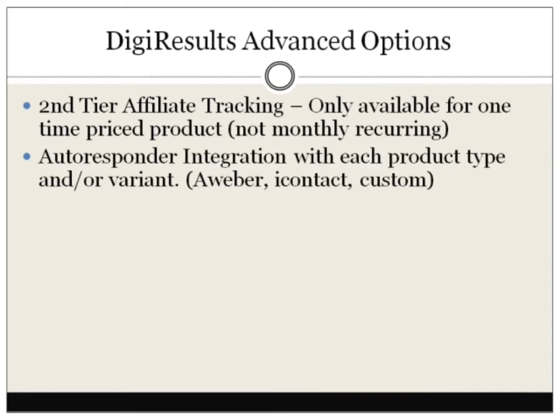This is not available for any type of recurring monthly product. Then we have autoresponder integrations for each product type or variant. So in other words, every time somebody buys the product, you can add them to a list.